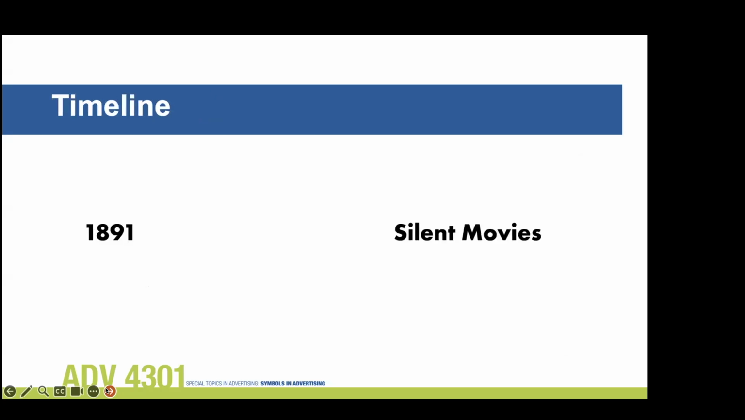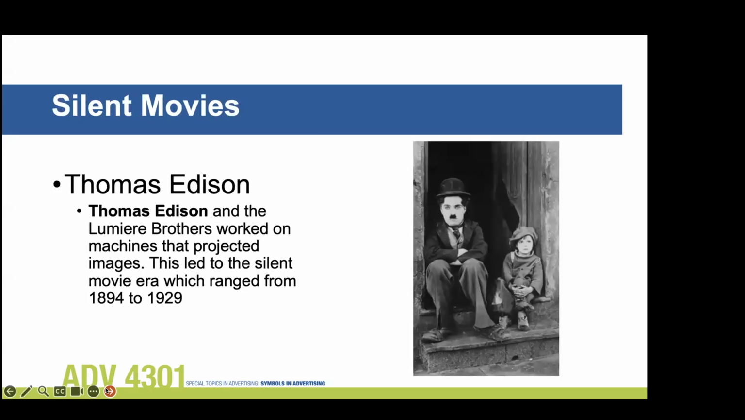All right, the next thing that came along that was of note for communication was silent movies, and that was in 1891. So Thomas Edison, again, along with the Lumiere brothers, I can't say that name right, worked on machines that projected images. They took photography and sent it through a machine that had light shining behind it. It led to the silent movie era. And that era ranged from 1894 to 1929.